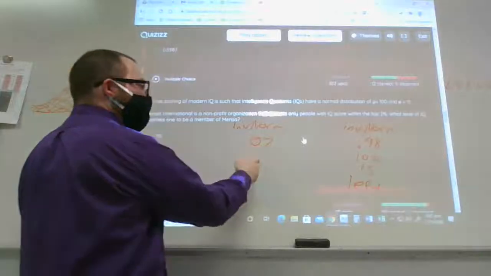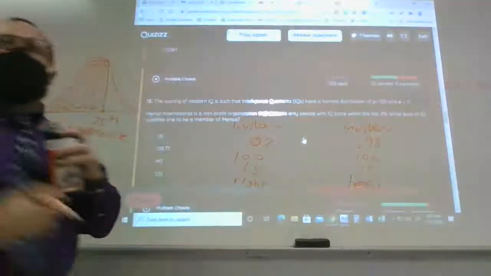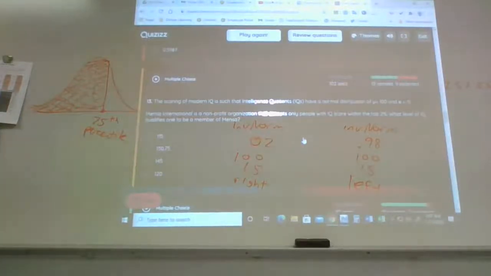with 0.02. You could do the exact same calculation with 0.02, but then you would have to set it to the right. Both those calculations would give you the exact same value, which I believe was 130.75. Cool. Either way would work.